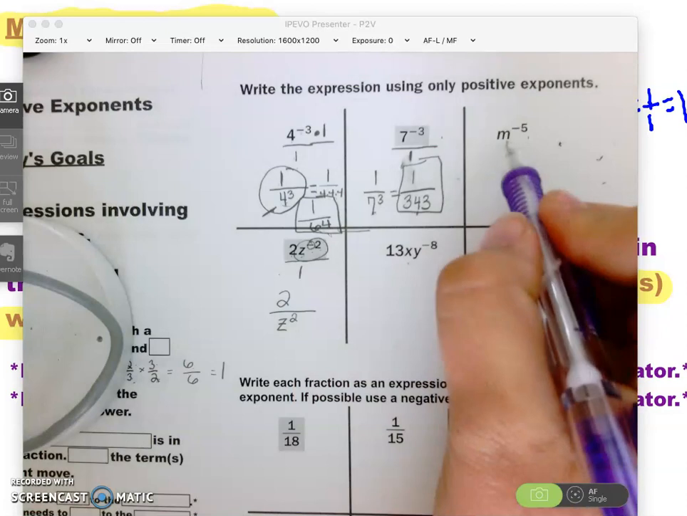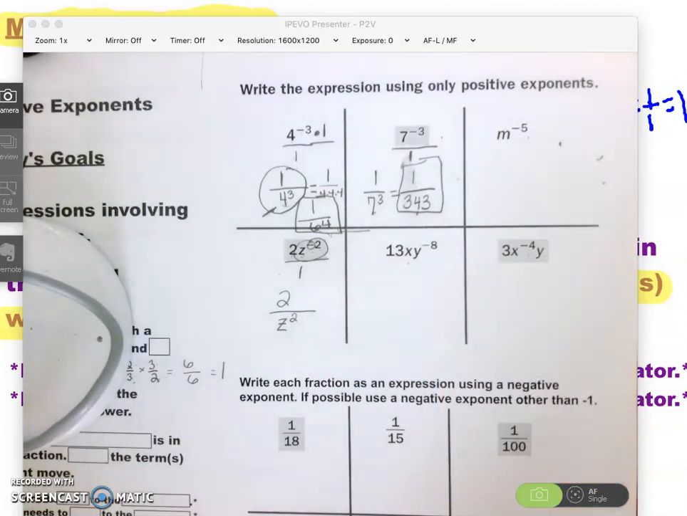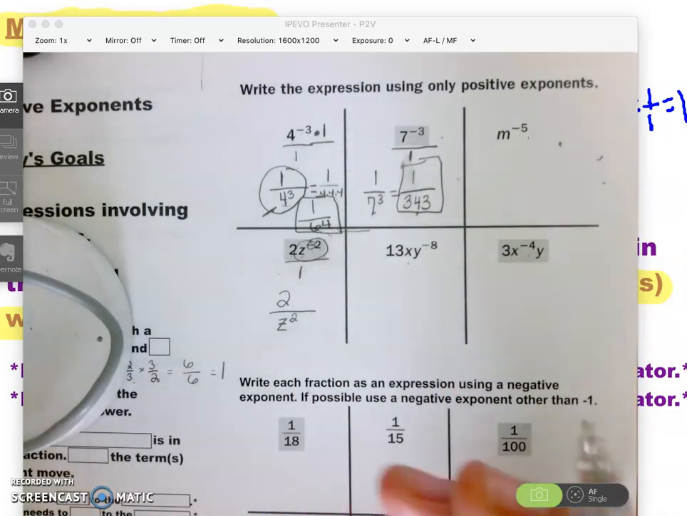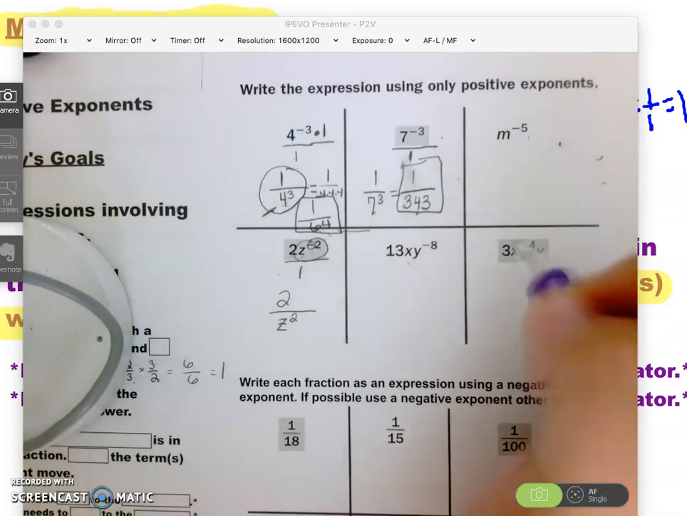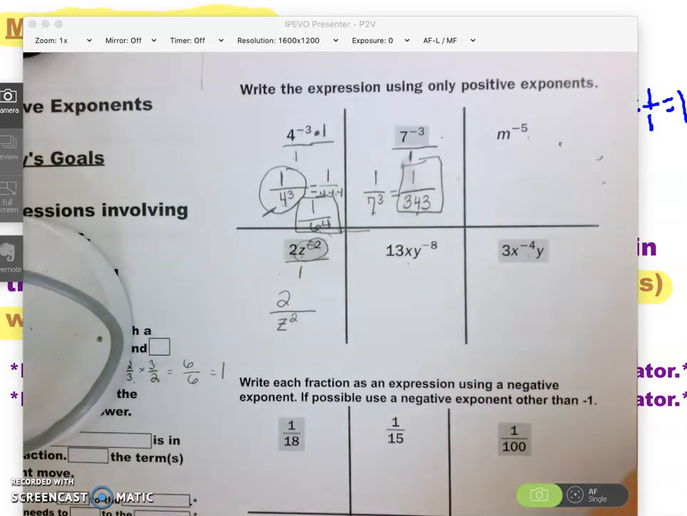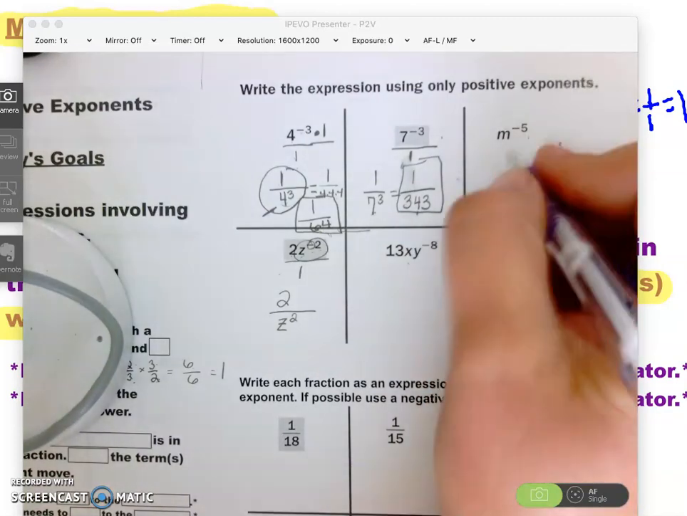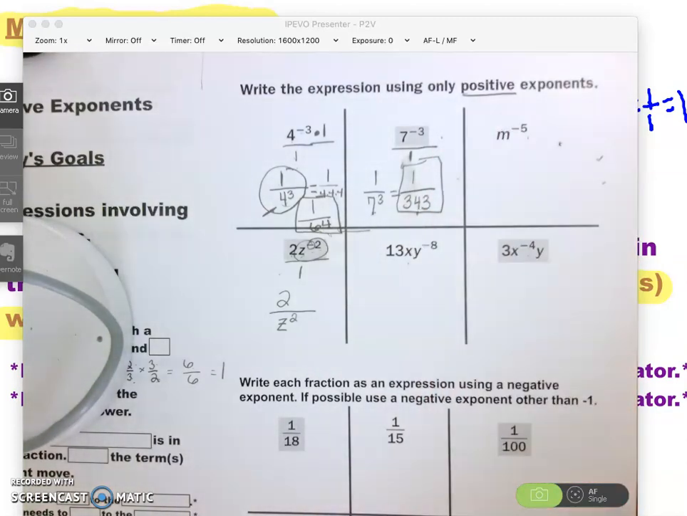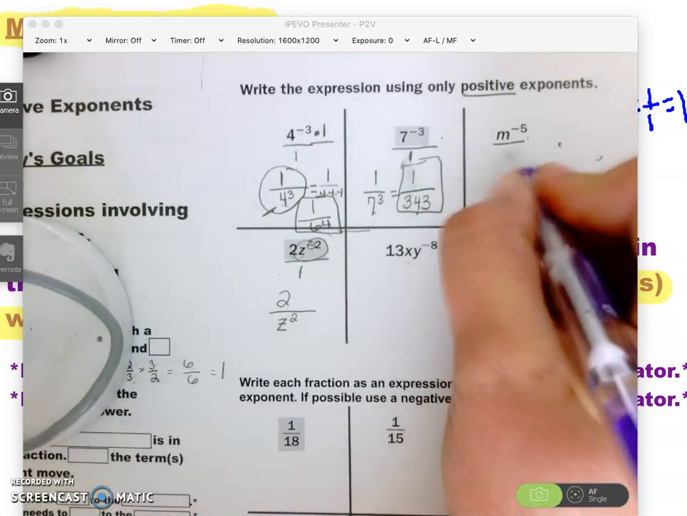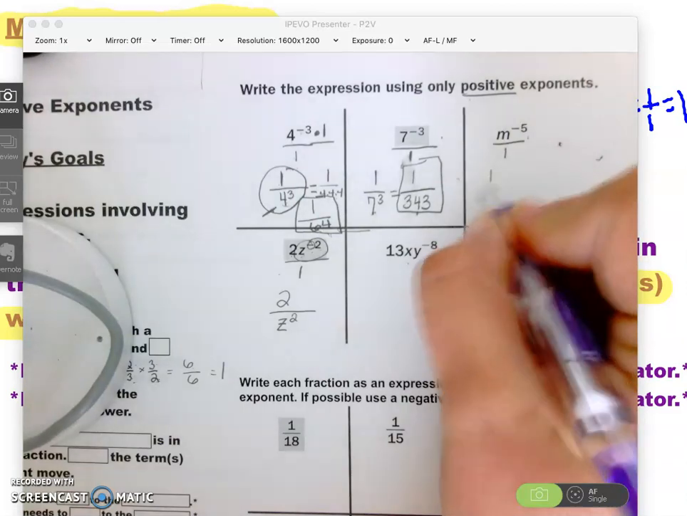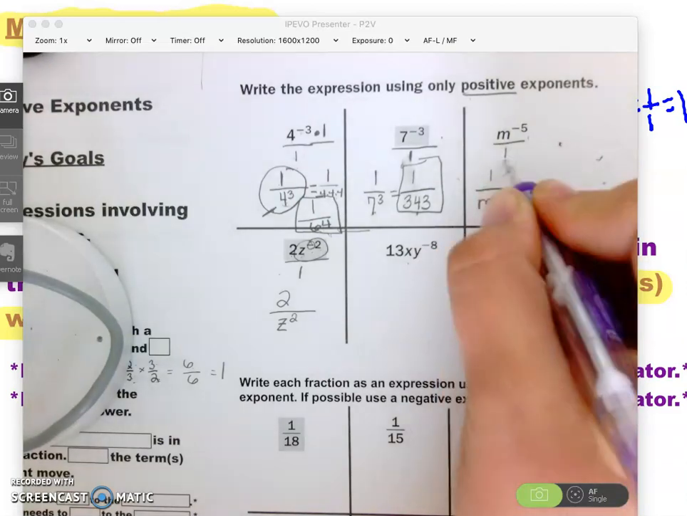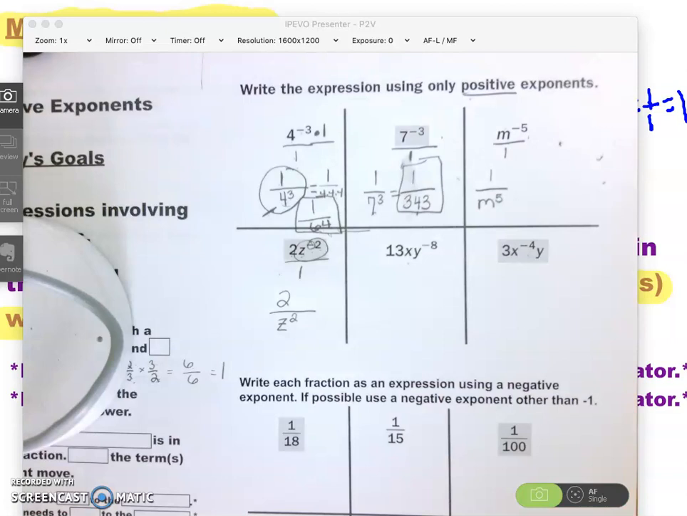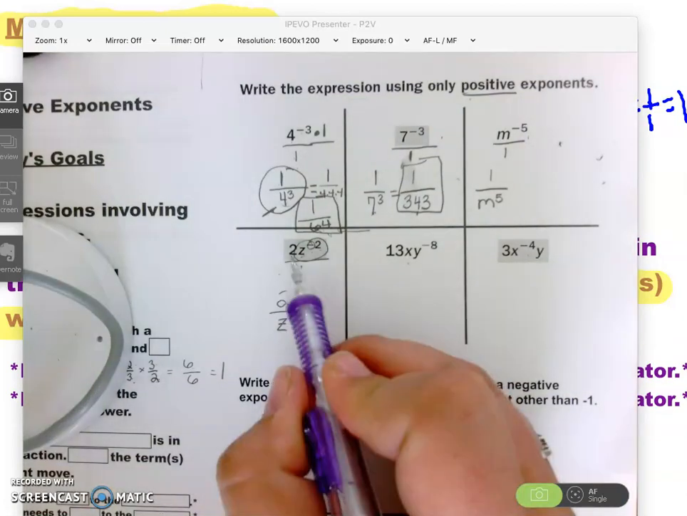Now here, we don't know what m is. M is representing a number at this time. It's a variable. We don't know what it's representing. We just know that it's going to be m. It's something. But we want to get rid of that negative exponent because we're asked to only have positive exponents. So again, I'm going to put it over 1, and then it moves to the bottom of the fraction, getting rid of that negative exponent. Okay, here we did this one already.